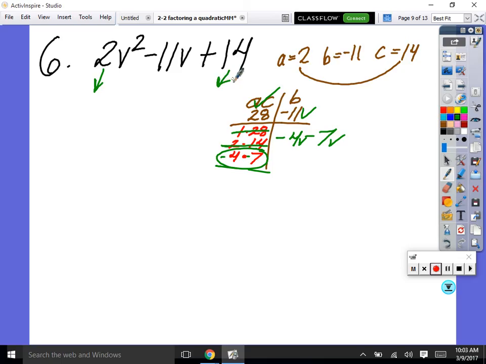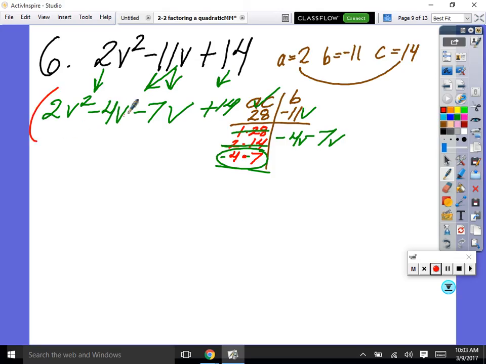Drop, drop: 2V squared, positive 14. Break. Rewrite that middle term as those two: minus 4V minus 7V. We're at our 4 terms, so we factor by grouping at this point. Group those two, those two, and then look at each group. The greatest thing in common here is 2 and V. Right? Okay, write it: 2V.